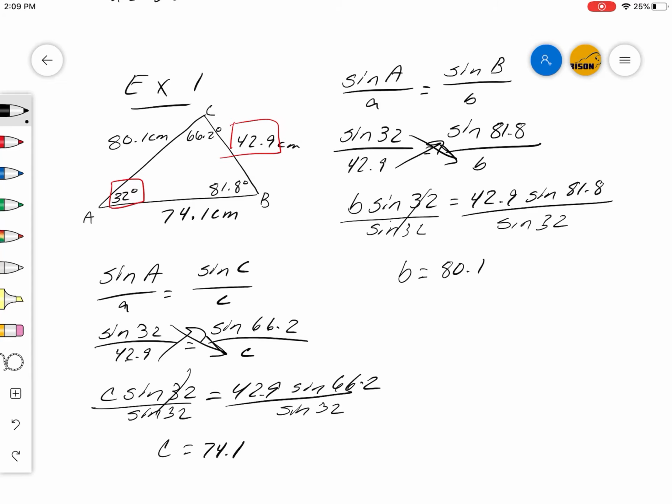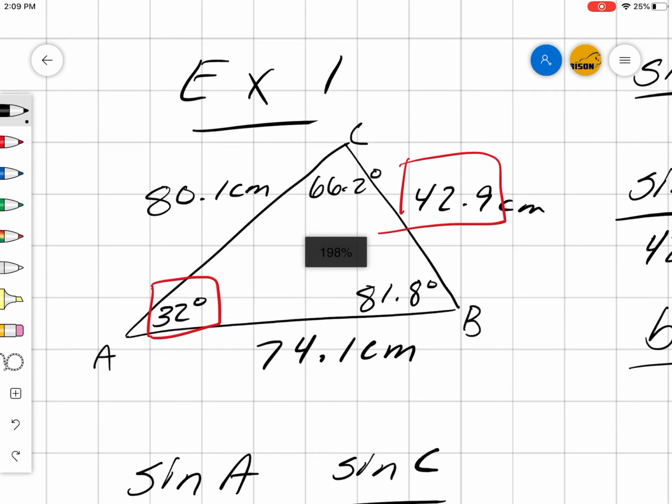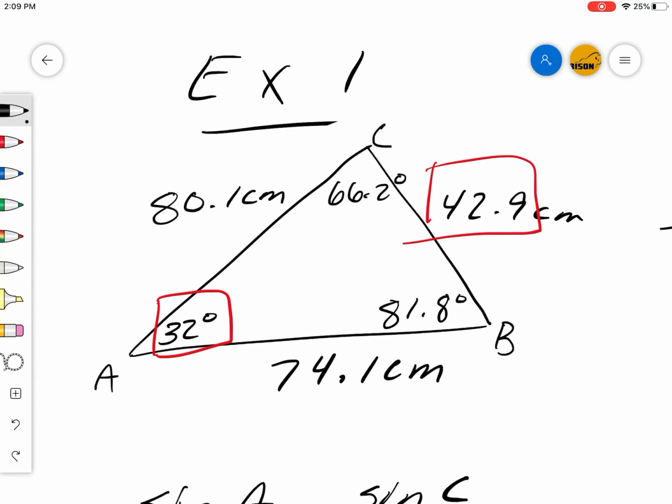Now here's what I've got to ask myself. I've done it all. I've got to make sure I'm right. A triangle has to correspond correctly. So the smallest angle has to be associated with the smallest side. In our picture here, A is the smallest angle, 32. It has to be associated with the smallest side. So straight across from it has to be the smallest side measure. So I've got 80, 74, and 42. So 42 definitely is the smallest one. So A checks out.